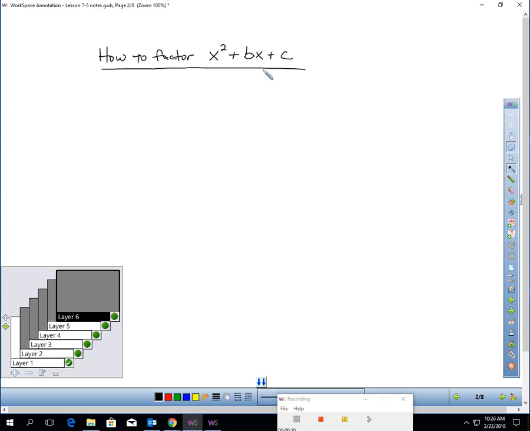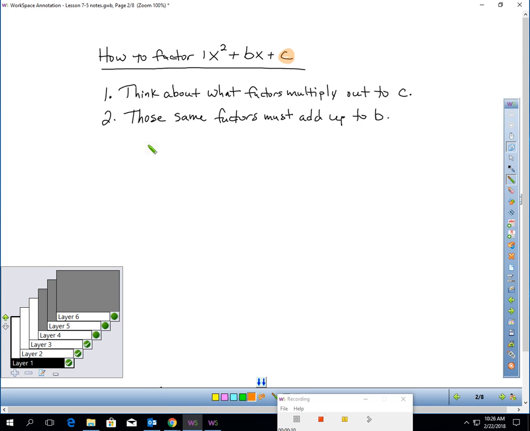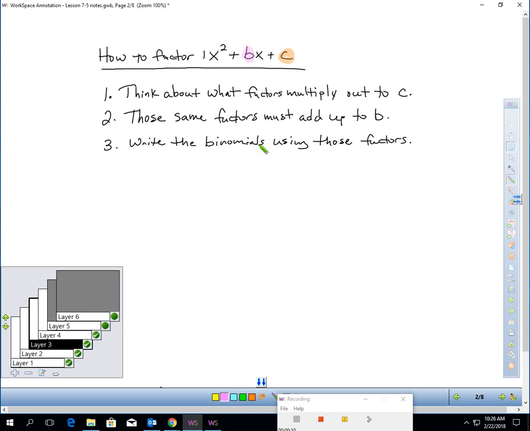Let's talk about how you factor a trinomial. You notice the lead coefficient right now is a 1. How would you factor this? It's in 3 easy steps. First, you have to think about what factors multiply out to c. So what times what would give me c? And then the next step, those same factors, when you add them together, have to add up to b. And then you write the binomials using those factors. If you're like, I don't get it, okay, it's simple.